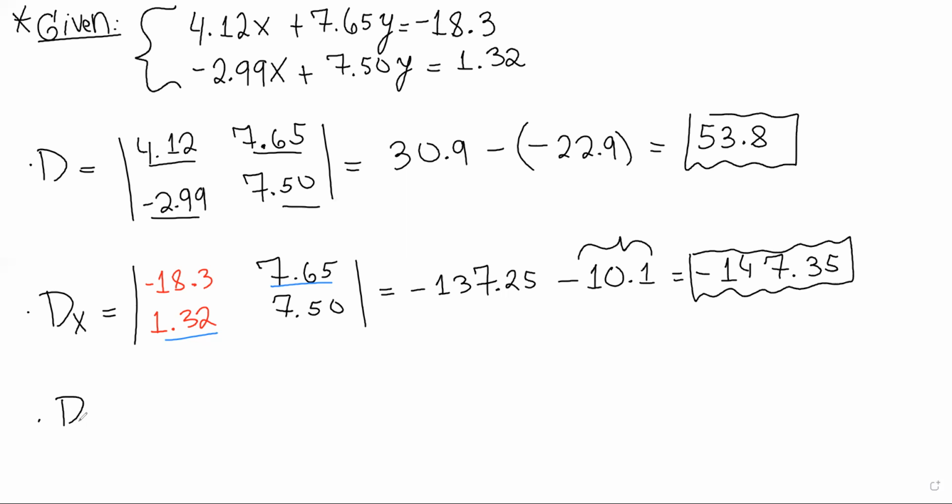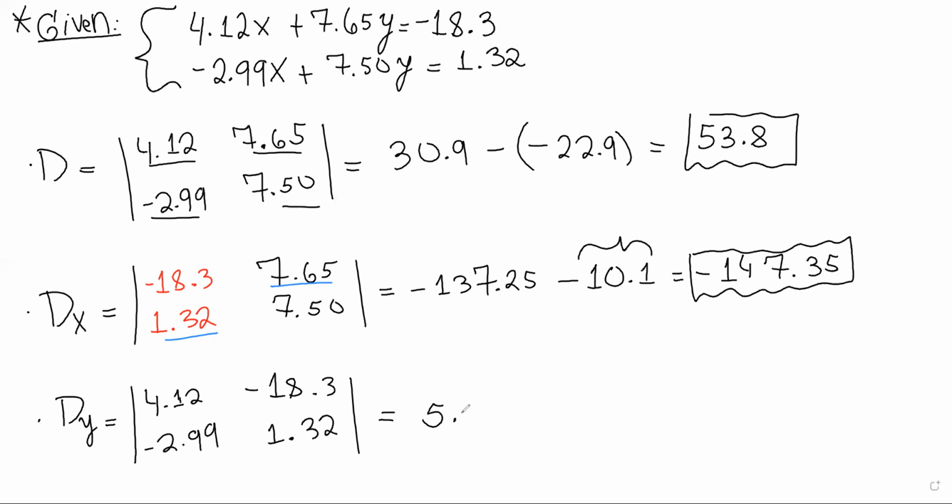Good. Determinant associated with y. My x column is my x coefficients. My y column gets replaced with my constants. A times D. So I did 4.12 times 1.32 minus B times C, 54.7. This equals negative 49.3.